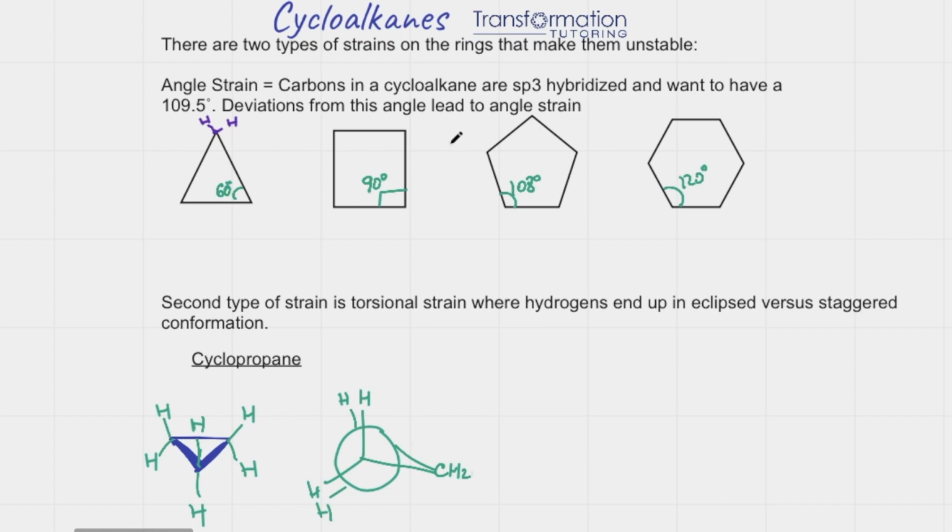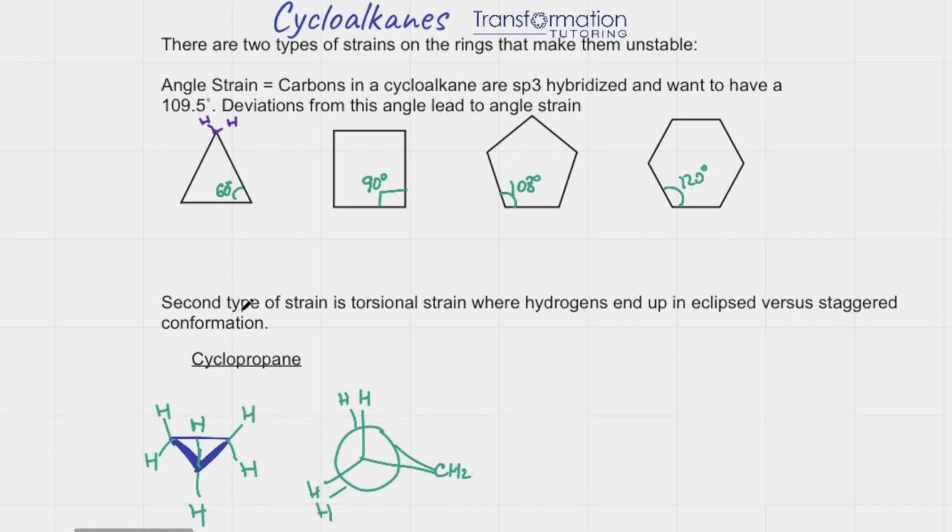So let's go ahead and take a look at our rings. Here I have cyclopropane. Cyclopropane has a 60-degree angle, which is very far away from 109.5, so it must be very unstable. Next I have cyclobutane, 90 degrees. Cyclopentane, 108. And cyclohexane is a 120-degree angle.